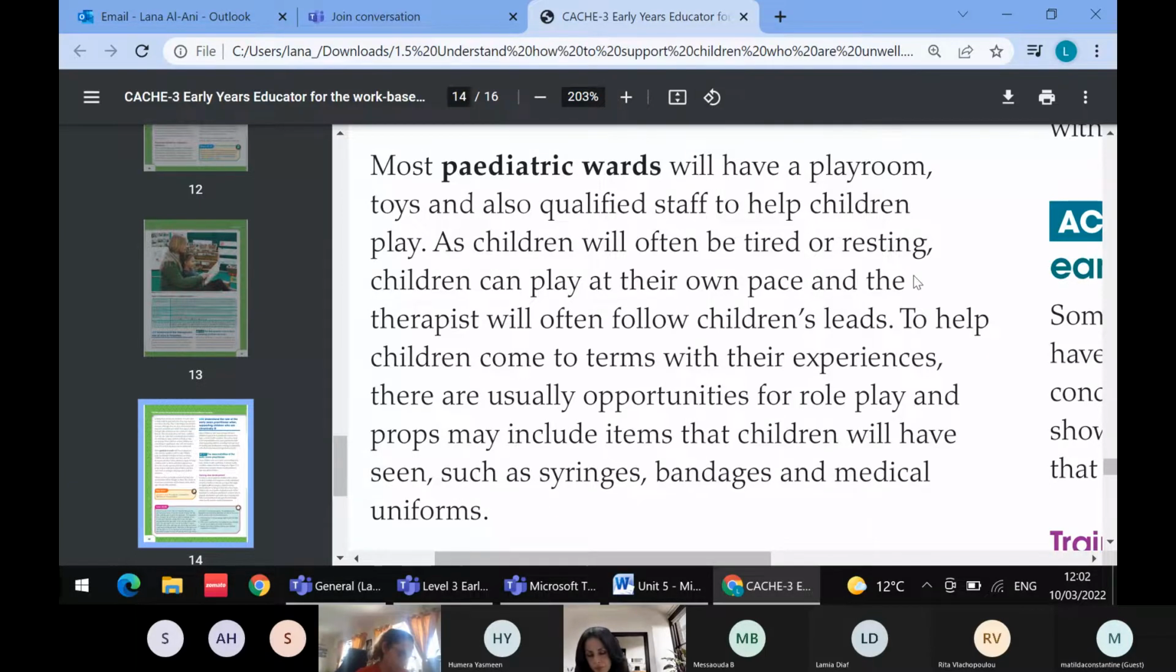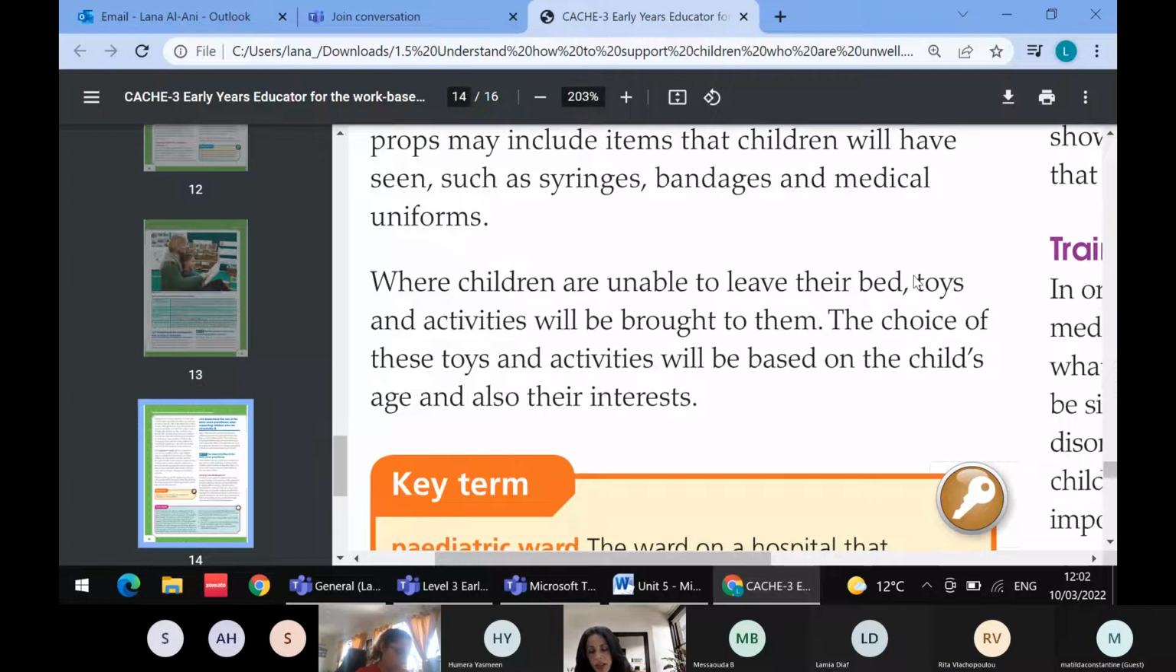If the children are unable to leave their bed, we can give them toys or activities in their beds. The choice of these activities or toys depends on the child's age and gender, just to make them more interested in staying in the hospital.